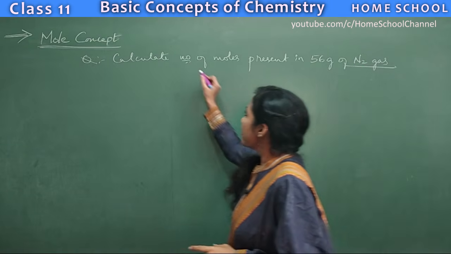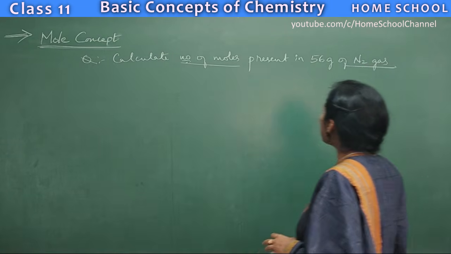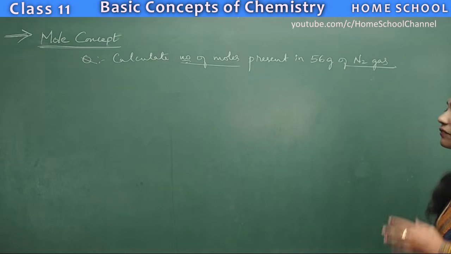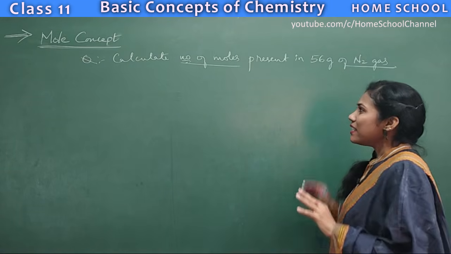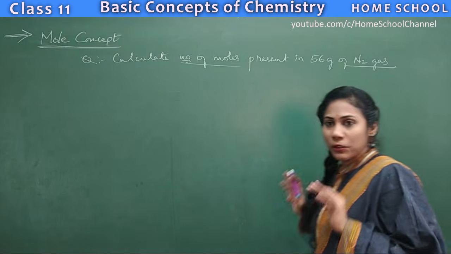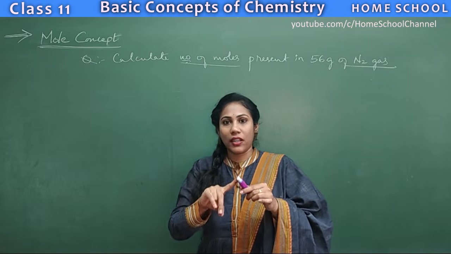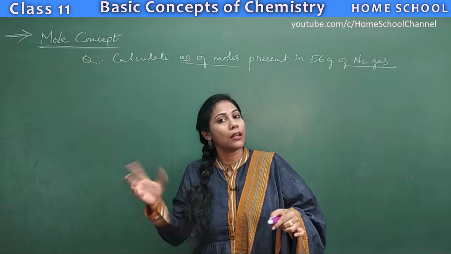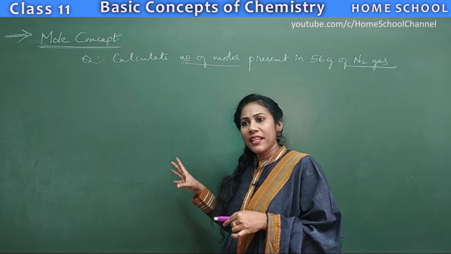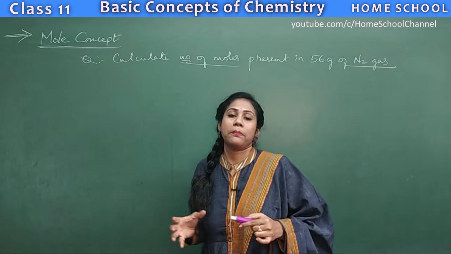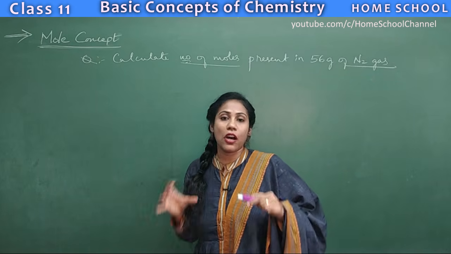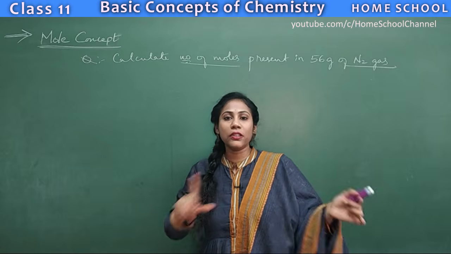Okay, so they are asking you to calculate the number of moles present in 56 grams of nitrogen gas. Clear? So how do you solve this? We have two methods to solve this. One is by using formulas. They are the shortcut ways which can be helpful for competitive exams. The other one is based on our concept, based on our logic. Okay, I will show you both the methods here.